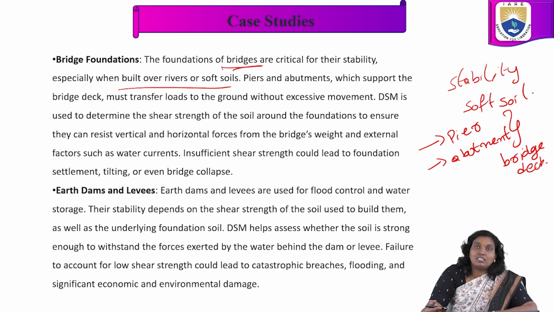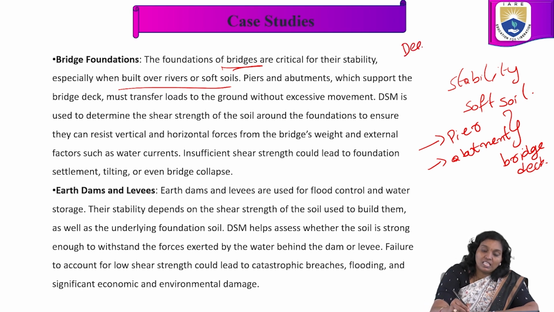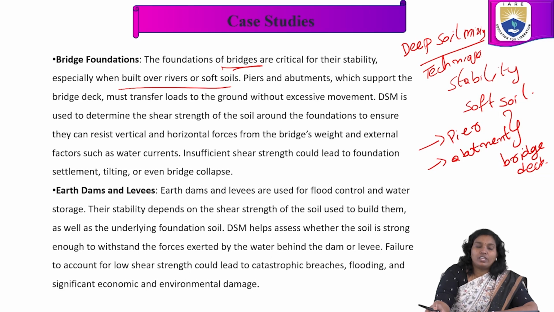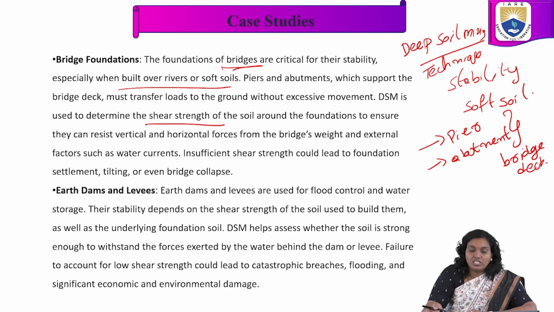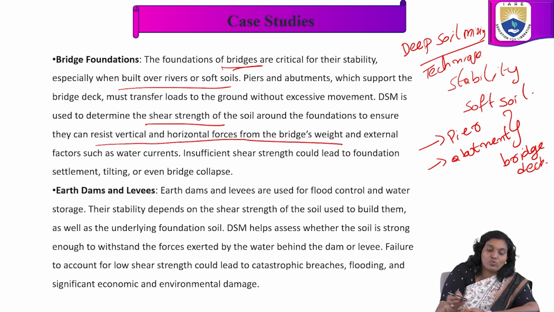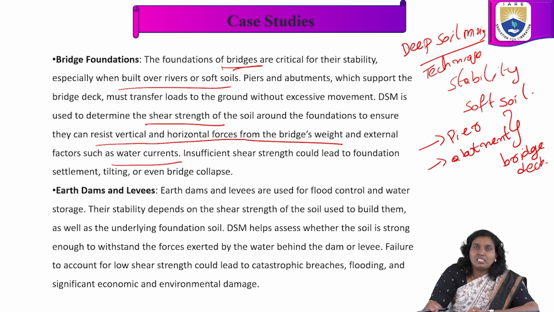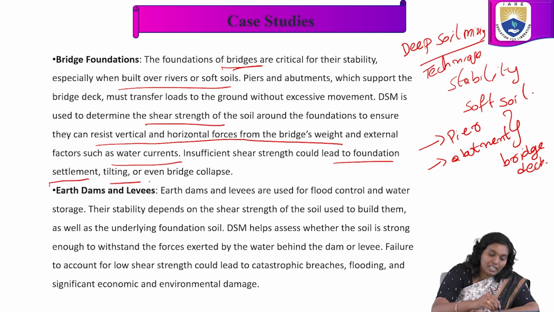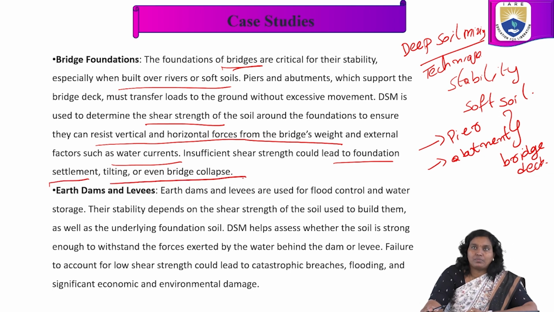In such a case, we choose the deep soil mixing technique as a ground improvement technique. It is used to determine the shear strength of the soil around the foundations, to ensure they resist vertical and horizontal forces from the bridge weight and external factors such as water currents. Insufficient shear strength could lead to foundation settlement and tilting, or even bridge collapse.